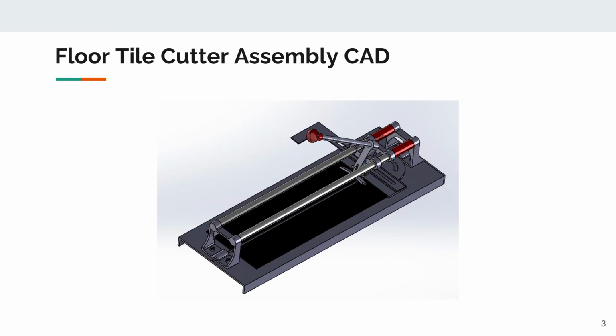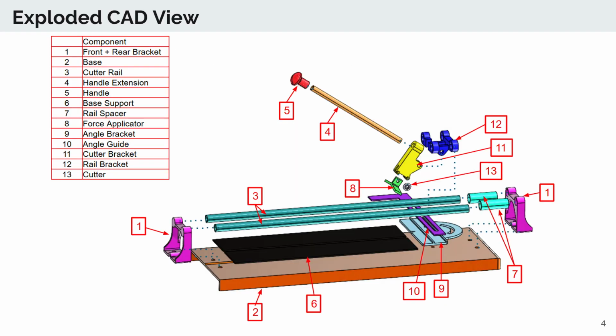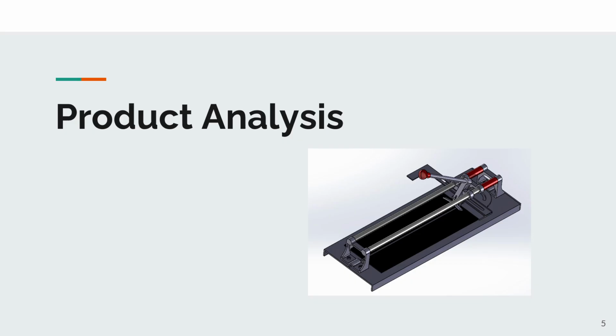Next is a fully assembled image of our floor tile cutter CAD model. Here's an exploded view of our CAD model with a full parts breakdown. There are 13 components in total. Now that we have discussed the chosen product's use cases and design, we will move on to product analysis.